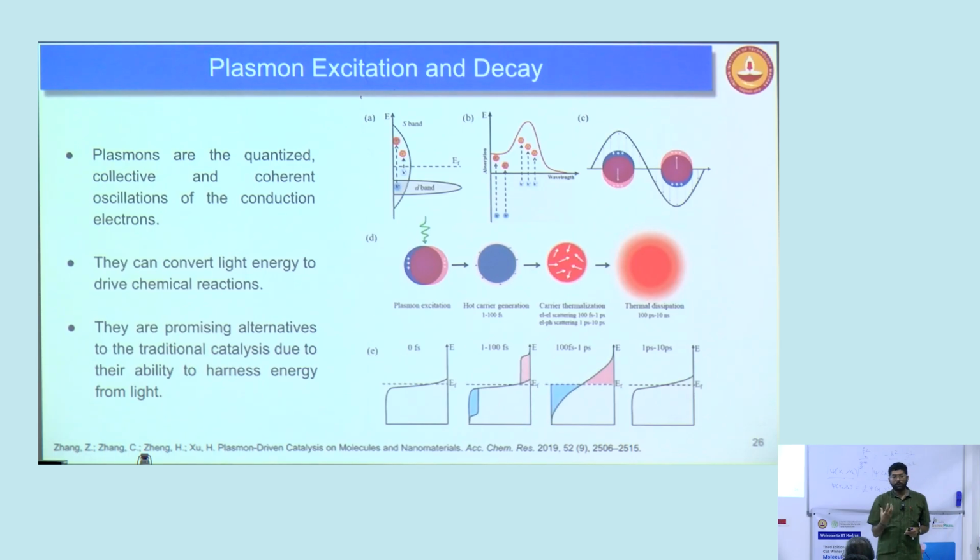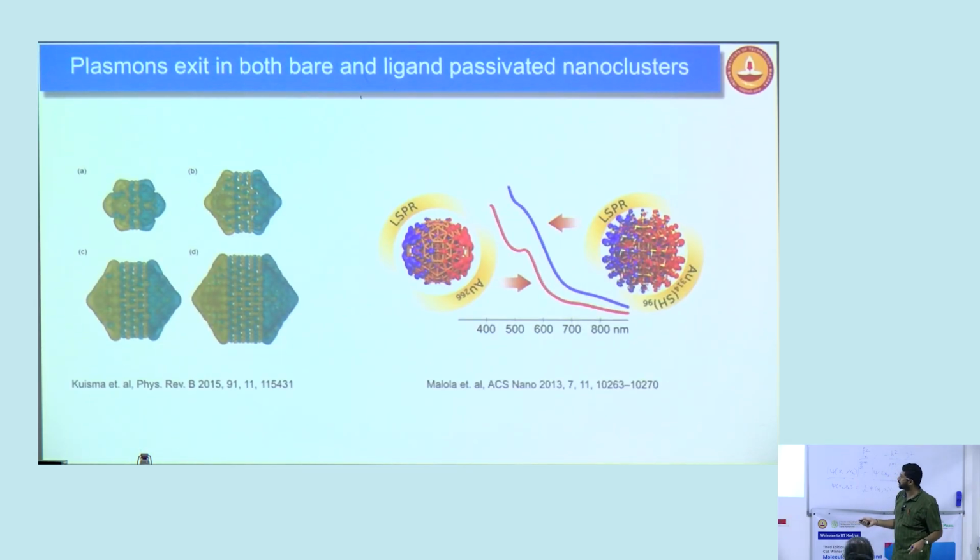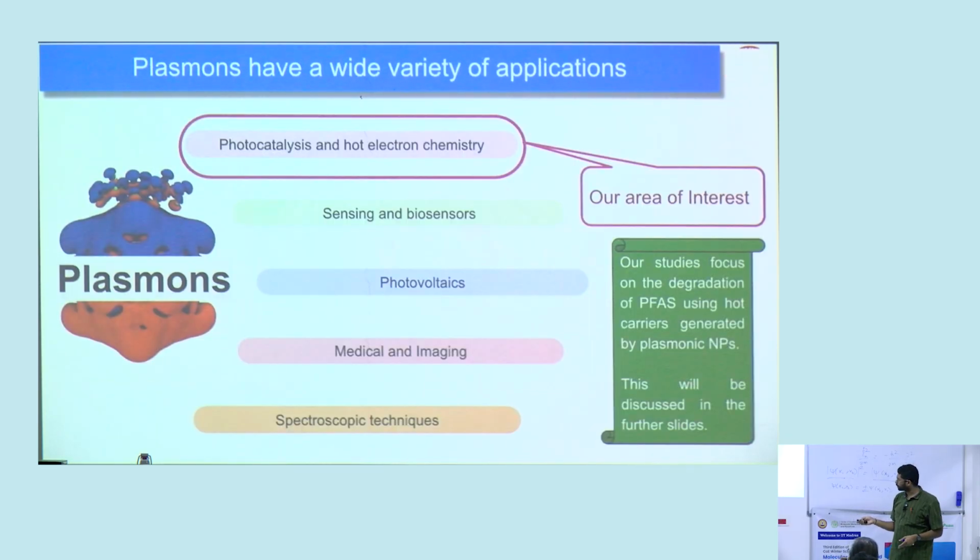Because of this lot of heat, you can put any particular chemical there and you can break a bond if you want it, right? In general, chemical engineering people can easily heat the systems with the catalyst. That kind of heat you can get here, or you can have a multitude of other processes. We will discuss that. So, plasmons exist in both bare nanoclusters as well as the passivated nanoclusters.